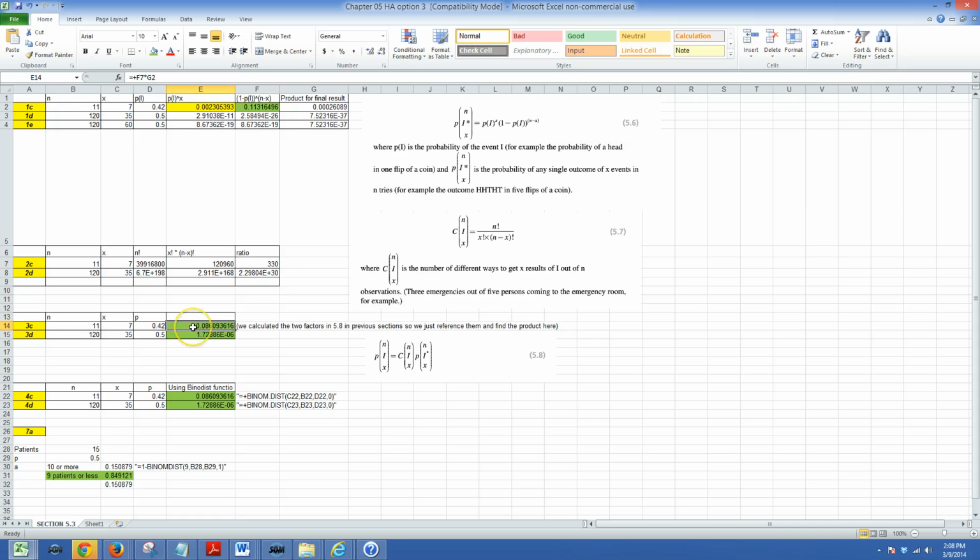So this one, so again we reference the number of ways to do it, which is, if you look at this cell, it's F7, which is here, 330 ways, and the probability of each is going to be found in G2, and then multiplying those two will give you the binomial probability. We repeat the same for 3D.